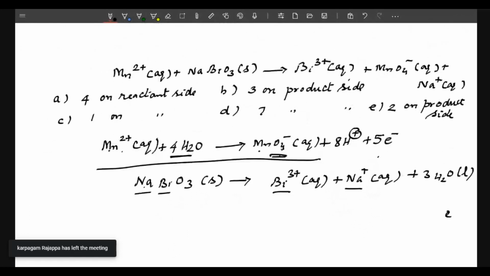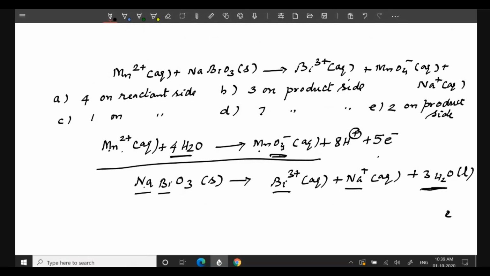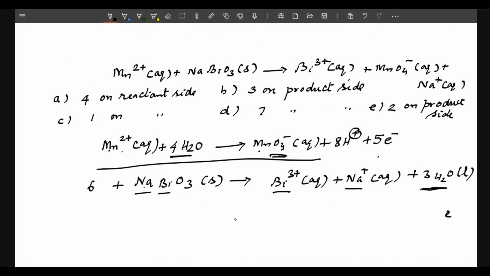Three water molecules, liquid. Then balance the hydrogen. On the reactant side, no hydrogen is there, but on the product side 6 hydrogens are there, for which you have to enter 6 H plus ions on the reactant side.